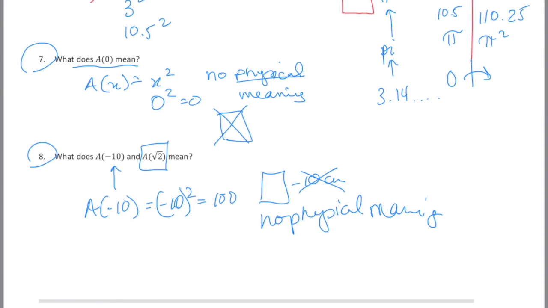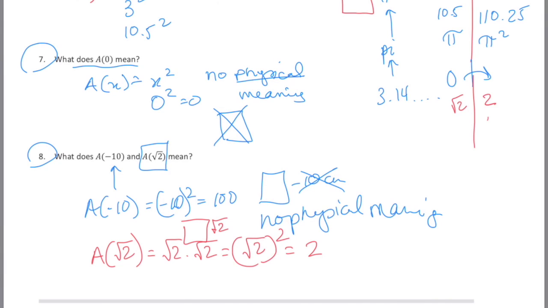We can, however, have a square, here in a different color, with square root of 2 as the sides. In this case, we have square root of 2 times square root of 2, which equals square root of 2 squared, which is 2. That does have physical meaning. You can actually have a square with a side that measures square root of 2 centimeters.